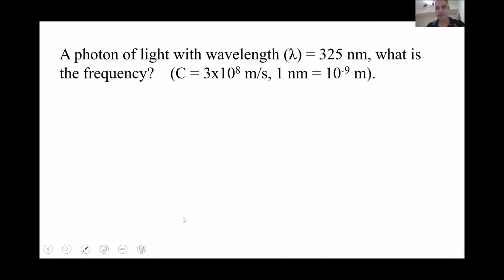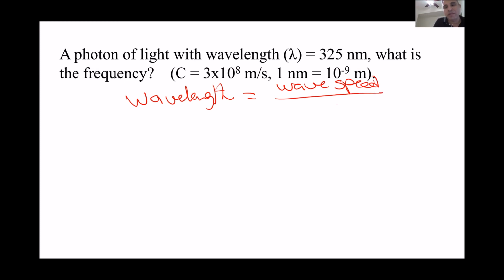So based on this, the first skill that we need to learn is how to interconvert between these three parameters. So if you know the wavelength of a given light, you can easily calculate the frequency based on the relationship between wavelength and frequency, because wavelength equals speed of light, or wave speed, divided by frequency. So if you want to calculate the frequency, nu is going to equal the speed of light c divided by wavelength.